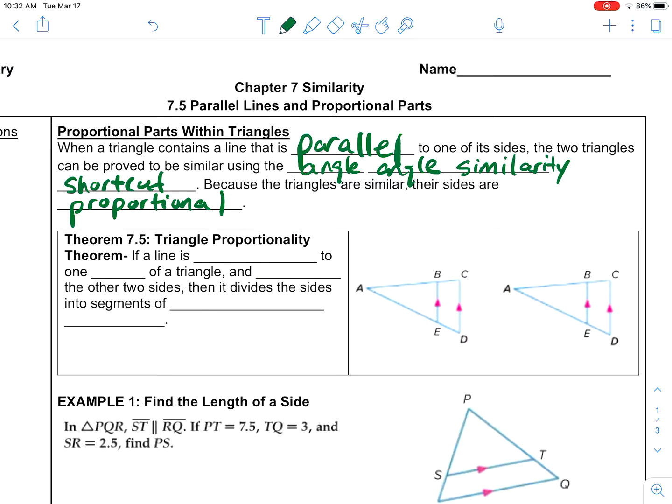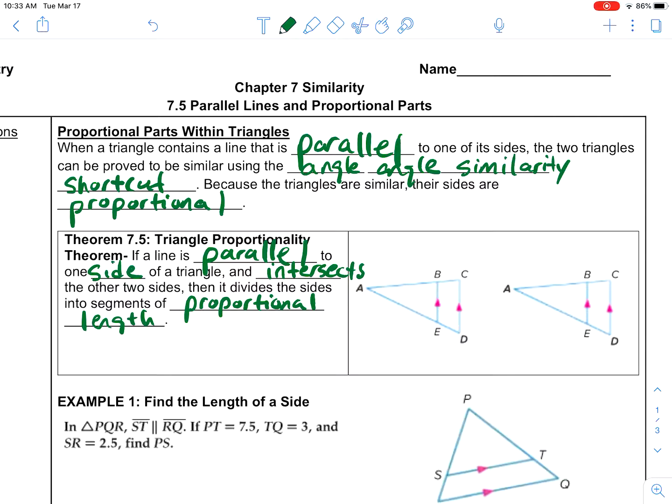So we look at how this works, triangle proportionality theorem. If a line is parallel to one side of a triangle and intersects the other two sides, then it divides the sides into segments of proportional length.